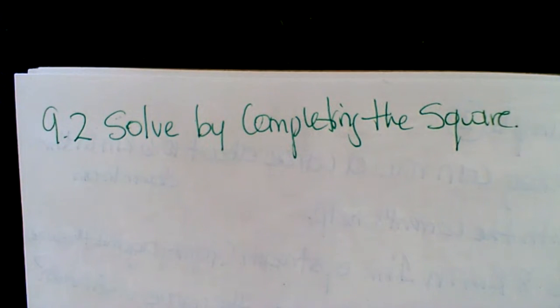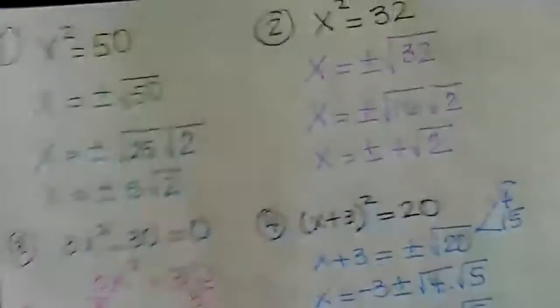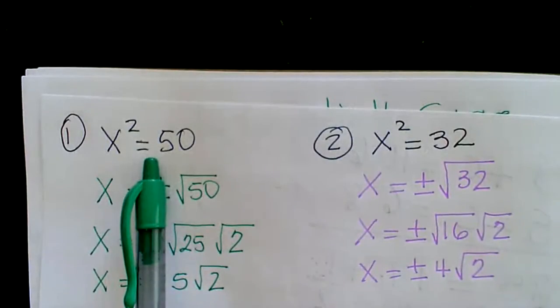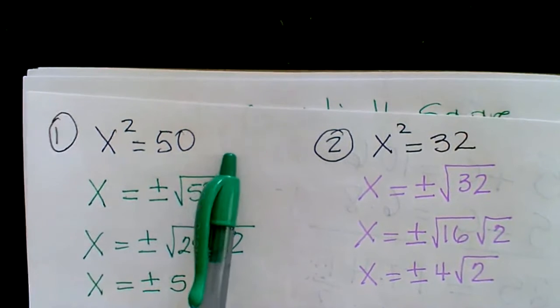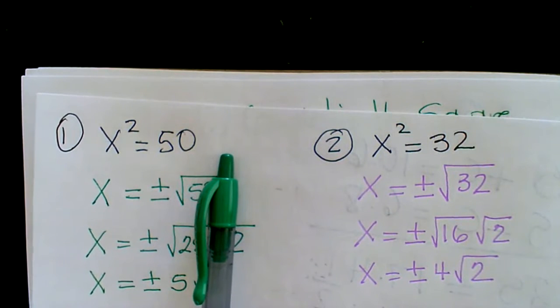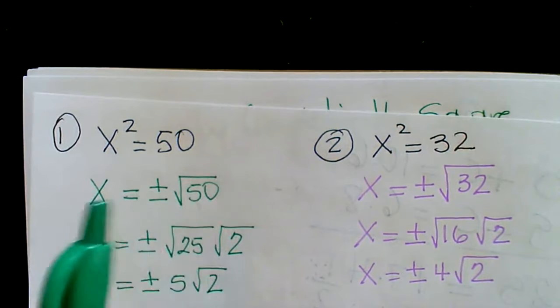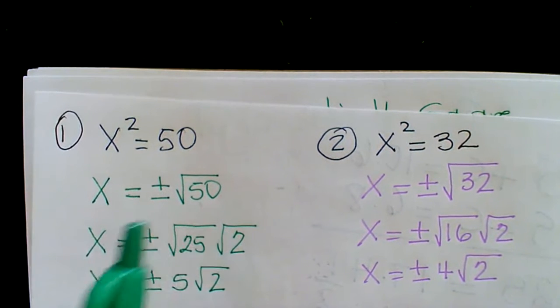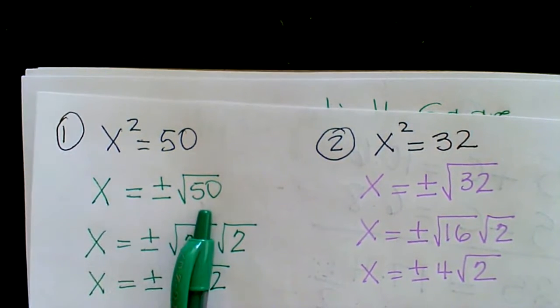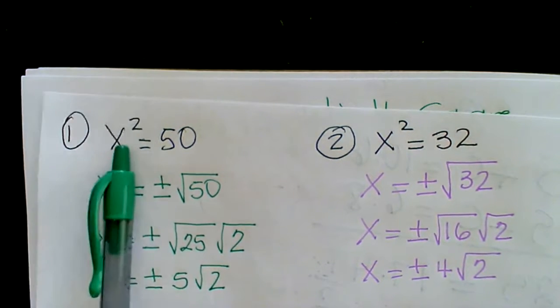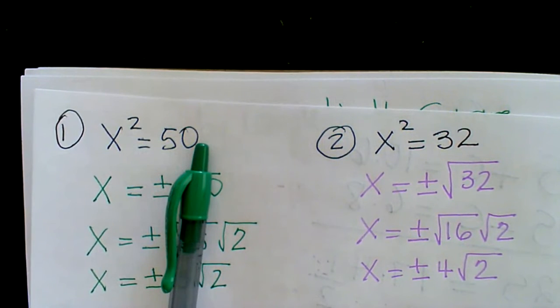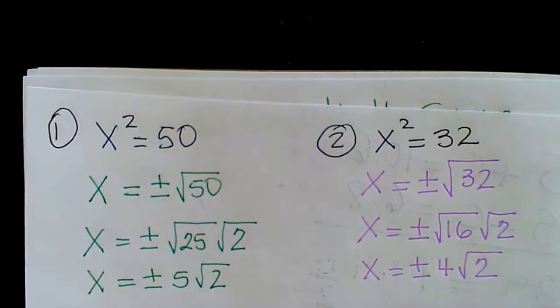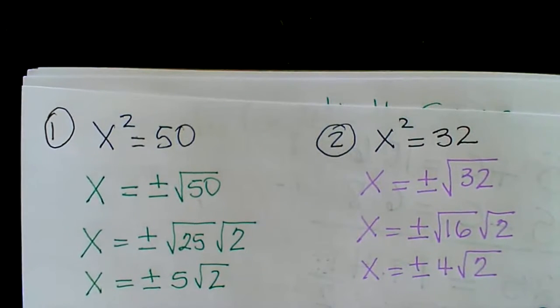Notice that when we have something like this, and we don't have any variables on the other side, we can solve by using the square root property. We can do it quickly and easily. But if we don't have this just like that on one side, we can manipulate the equation to get it. And this manipulation is called completing the square.